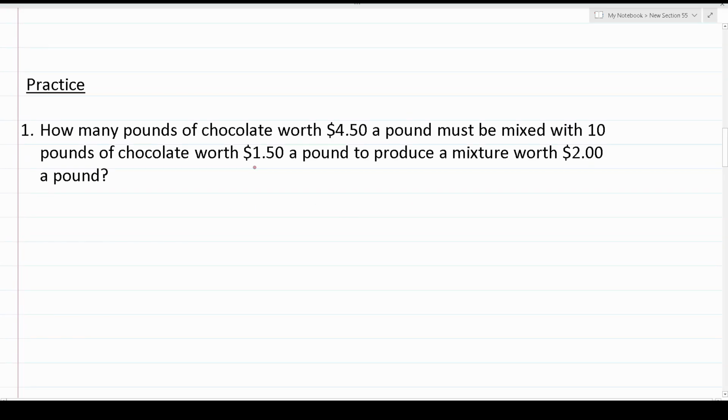All right, so this first practice problem says, how many pounds of chocolate worth $4.50 a pound must be mixed with 10 pounds of chocolate worth $1.50 a pound to produce a mixture worth $2 per pound? So again, if it's helpful, we should realize that we're dealing with a value mixture problem. Therefore, we're going to find that value with this formula: amount times cost equals value.